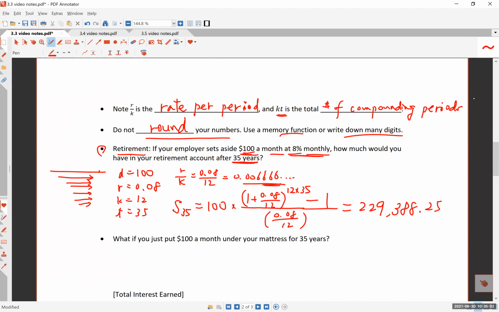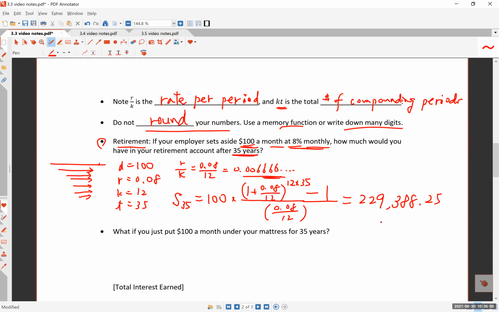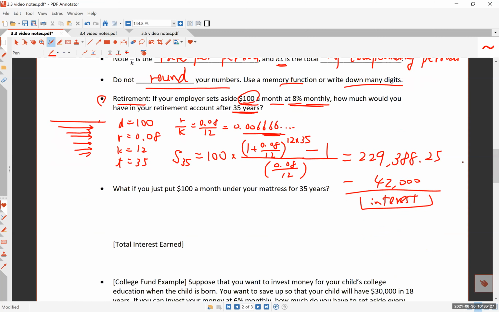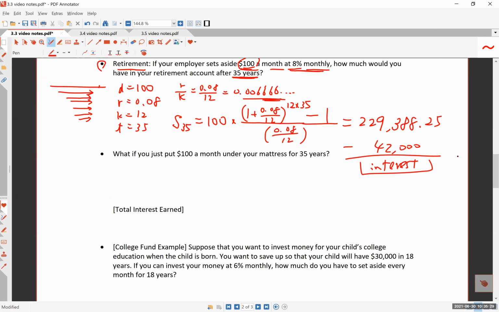Okay, and you can do the same thing here. If you subtract 42,000, this is how much you or your company invested in a 35-year period, $100 each for 420 months. And if you find the difference here, that is going to be the total interest earned. And that's going to be significant. You can tell this is like $180,000. And that is the power of compound interest that works for you if you are saving money.